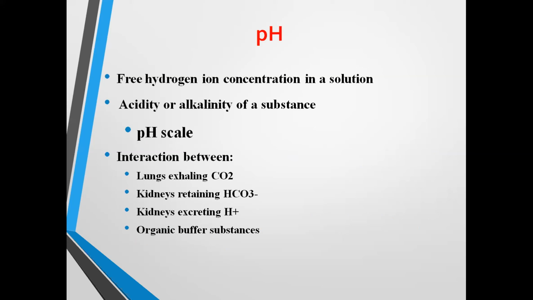pH, we already explained, is basically the negative log of hydrogen ion concentration, and it has a close correlation with acidity and alkalinity. And pH is basically a scale.